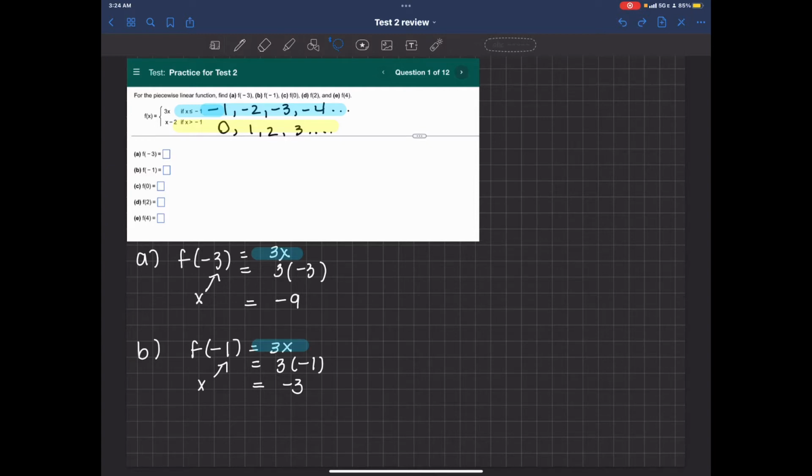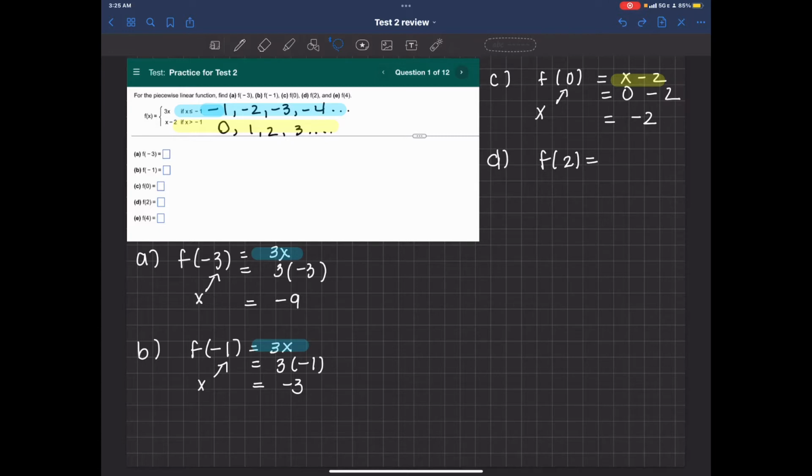For part C, f of 0. So the 0 is going to be part of the inequality for the second piece of the function. So the x minus 2, and 0 is greater than -1. So that's the function in yellow. So it's going to be x minus 2. We're saying that x is 0. So 0 minus 2 equals -2.